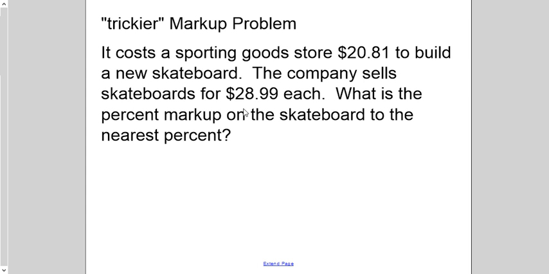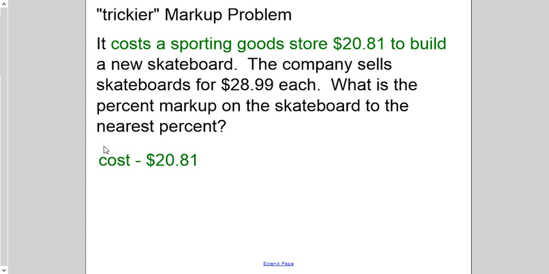The other type is they don't tell you the percent, and they actually want you to find the percent. So let's look at this. A sporting goods store, it cost them $20.81 to build a new skateboard. The company sells each one of those for $28.99. What's the percent markup? Well, the cost is $20.81. Selling price is $28.99.